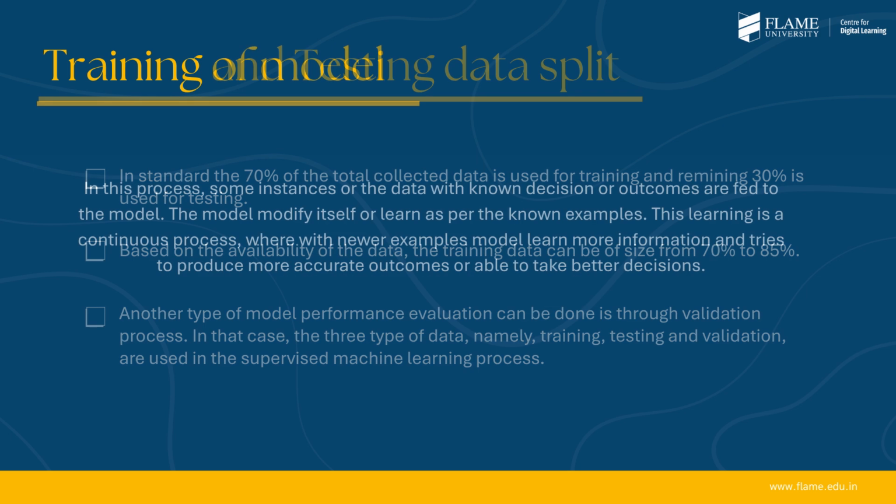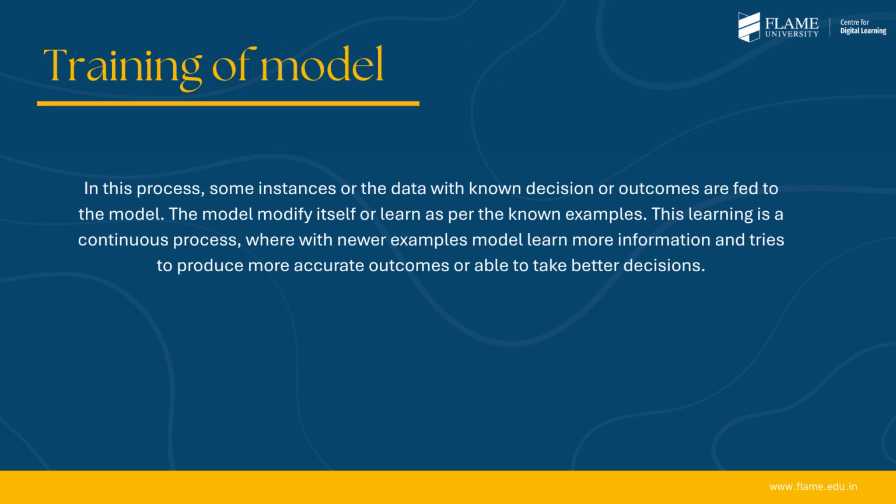Now, in the case of training a model, in this process, some instances or known examples are used where the decision or the outcome value is already available with you, or the best outputs are available with you. Based on this, you try to teach your machine how to take decisions. And this process is a continuous process.